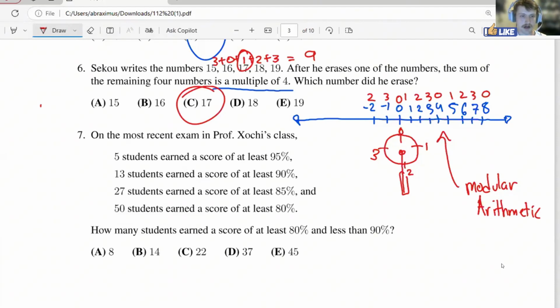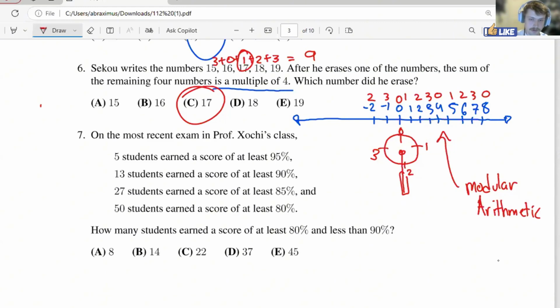So on the most recent exam in Professor Zochi's class, 5 students earned a score of at least 95%. 13 students earned a score of at least 90%. 27 students earned a score of at least 85%. And 50 students earned a score of at least 80%. So how many students earned a score of at least 80% but less than 90%?